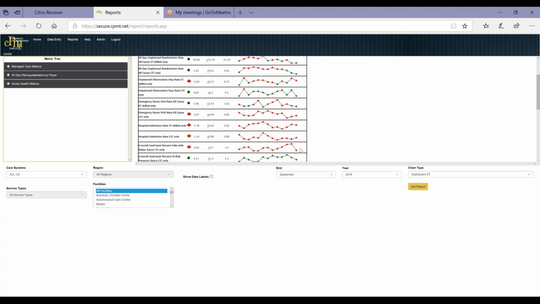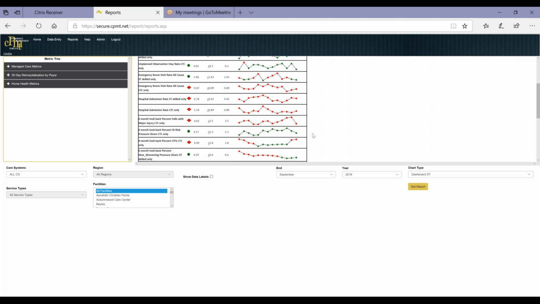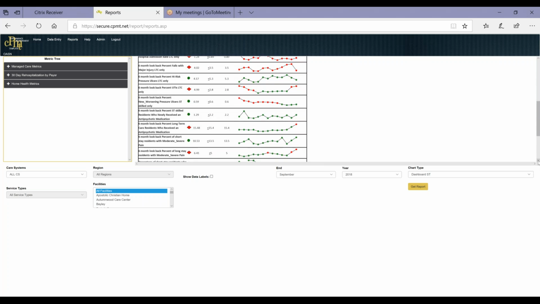Looking at our 6-month look back for falls with major injury, that is a measure that we have struggled with, although for September we are down. We have not met the benchmark, but we are down in a better position than we have been before. Looking at the look back on the high-risk pressure ulcers long-term, done very, very nicely on that for the past 13 months. Our UTIs long-term care, we had brought those down very nicely. We are up somewhat September and August. Here is our 6-month look back pressure ulcers. Skilled, those have come down for the last 4 months.